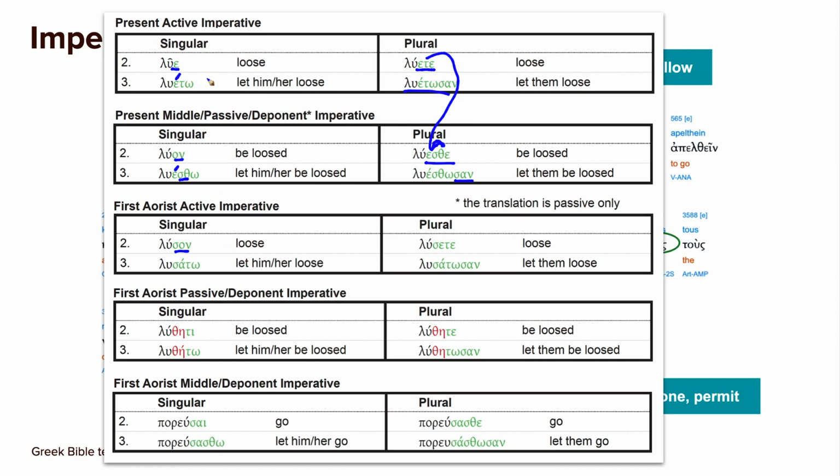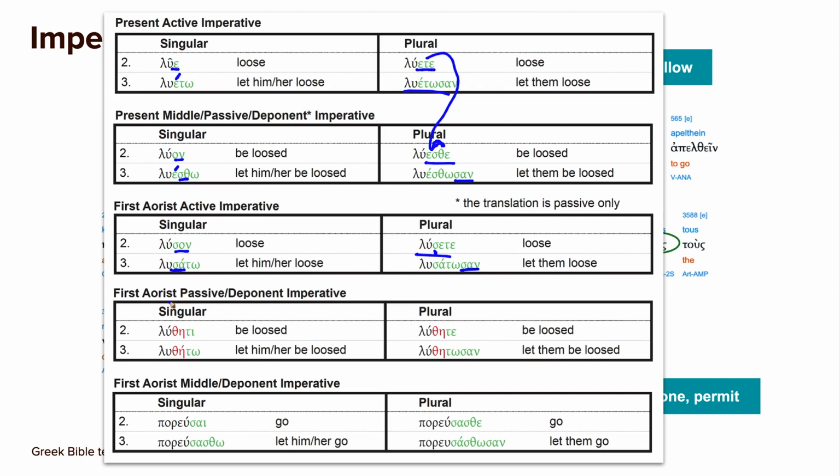Generally, the present is a general command, whereas the aorist is kind of a quick one. Right now, I want you to do this. And then instead of luete, it's lusate. Notice there's a sigma. So you basically just are adding the sigma to make it more of a quick command. And then lusato, notice we add the sigma and this epsilon becomes an alpha. So lusato and lusatosan. So the san is added. Everything stays the same. You just add the san to make it plural.